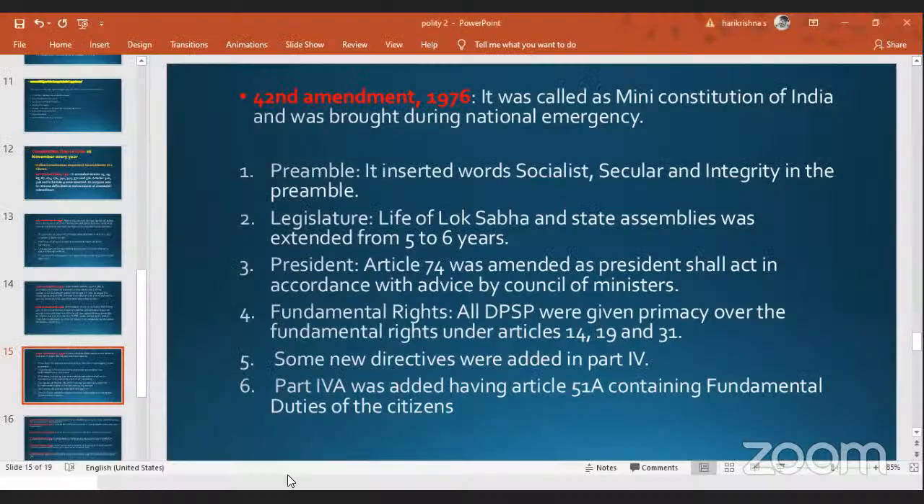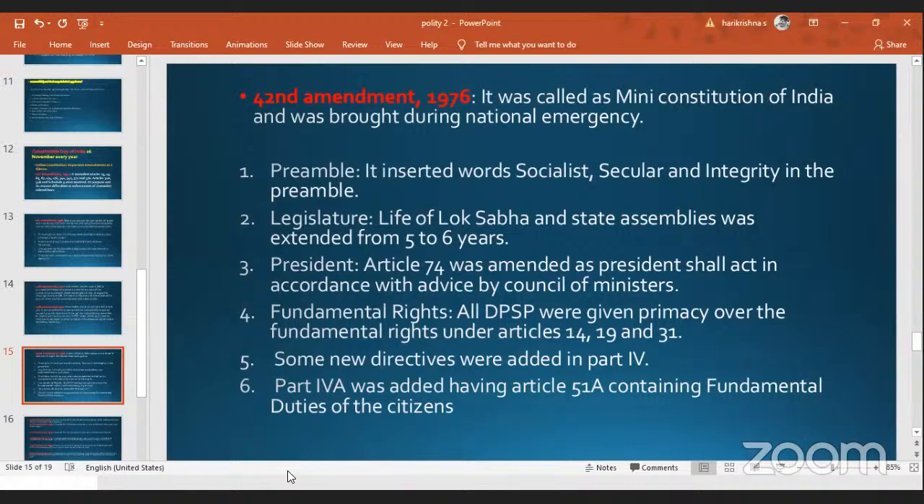Okay. Then here now it is the 42nd Amendment, 1976. So this is the one which is very important. Although it was called the mini constitution of India, it was brought during the national emergency. In the case of national emergency, this 42nd Amendment in 1976 was proposed, and that was known as the mini constitution of India. So there are six parts for that.